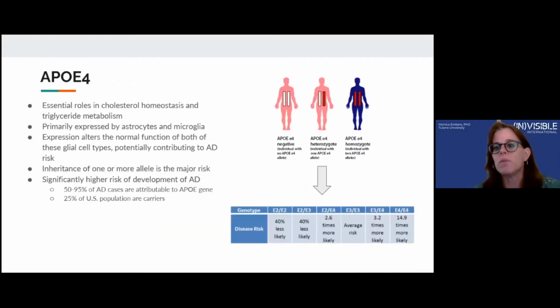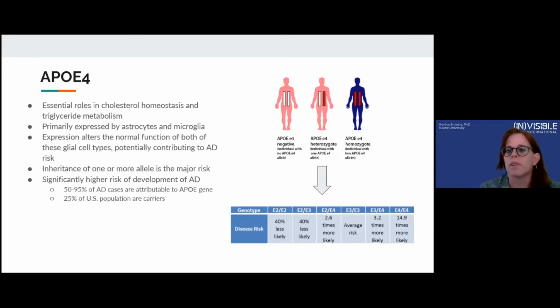So what is ApoE for? The apolipoprotein E gene has essential roles in cholesterol homeostasis and triglyceride metabolism. ApoE in the brain is primarily expressed by astrocytes and microglia, and ApoE4 expression alters the normal function of both these glial cell types, potentially contributing to AD risk. The toxicity associated with ApoE4 likely involves the impaired ability of ApoE4 expressing glia to efficiently clear the amyloid beta.